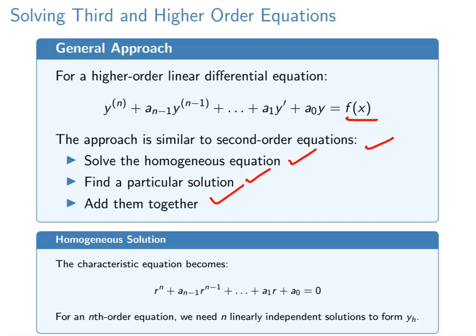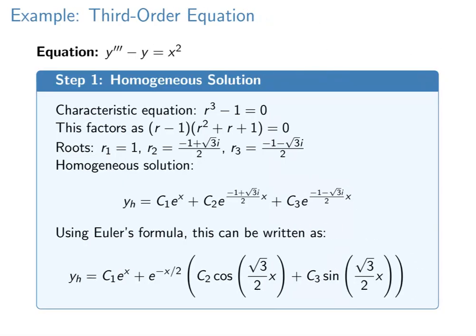So here the characteristic equation we can write as r to the power n plus a_(n minus 1) r to the power n minus 1 plus dot dot dot plus a1 r plus a0 is equal to 0. So here n is the order of the equation. We need n linearly independent solutions to form yh. So now here one example question is given.